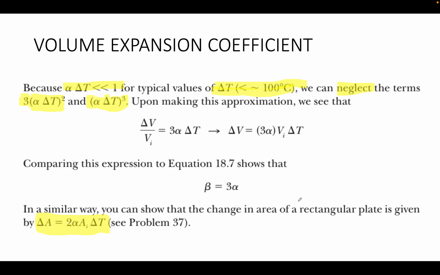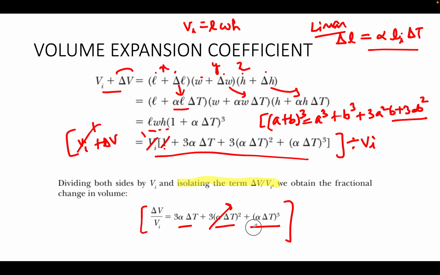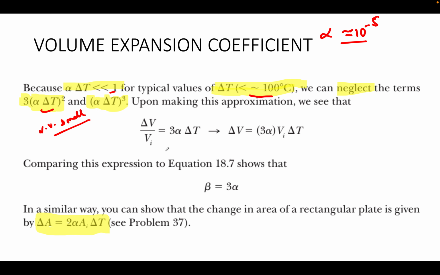Now, as we have considered delta T change to be less than or comparable to 100 degrees Celsius, alpha delta T is very much less than 1 actually. So what we can do is neglect the higher order terms. And alpha value normally ranges in the power of 10 to the power minus 5. So once you multiply alpha by delta T, it will be a very small value. So the higher order terms can be neglected. On neglecting these higher order terms, (alpha delta T) whole square and cube, we are only left with the first order of the equation. So delta V by Vi is equal to 3 alpha delta T.